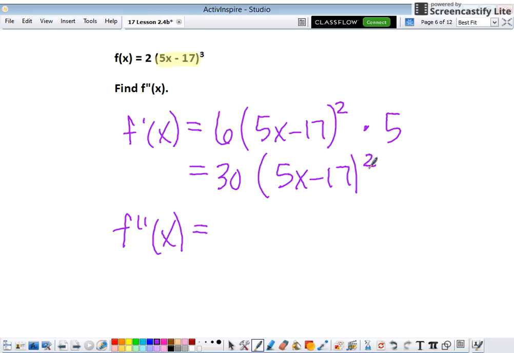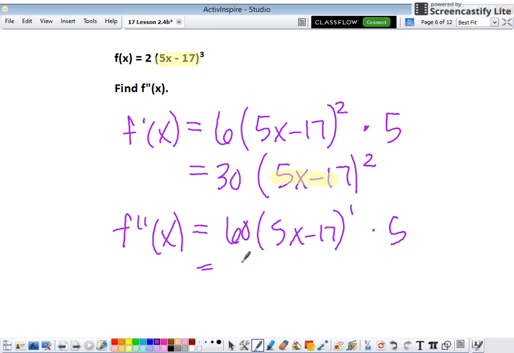first derivative. Okay, the inside function is still 5x minus 17. Oops, the inside function here is still 5x minus 17. I'm going to do 2 times 30 is 60, derivative of the outside. This becomes first power, inside left alone, times the derivative of the inside. And you can leave it like that if you want to.